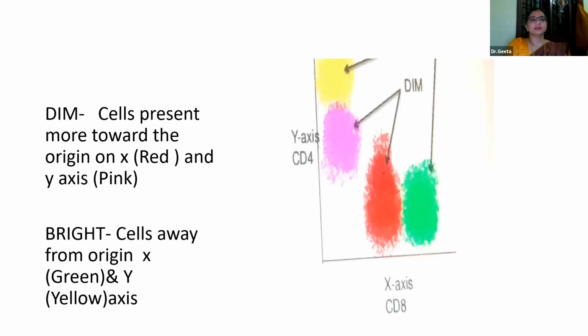So this slide shows in short how to decide on dim, moderate and bright signals. The bright signals are most of the time designated whenever the fluorescent intensity is more than or equal to 10⁴. Dim intensity is whenever it is between 0 and 10³, and anything that comes in between is called moderate intensity.